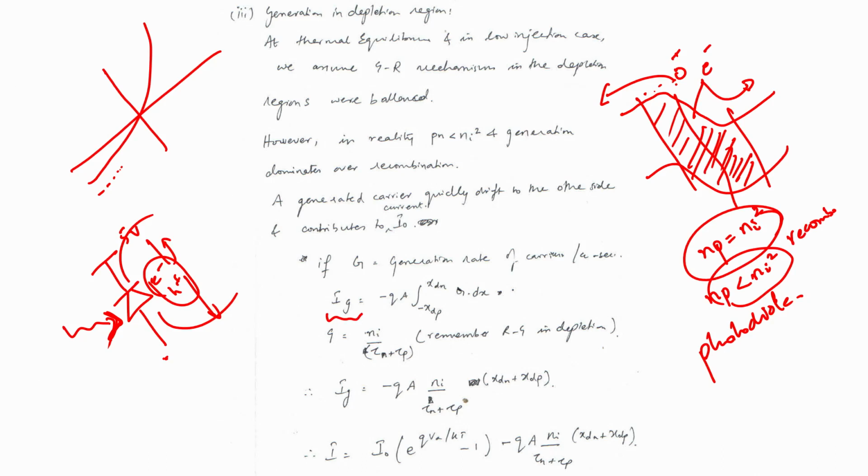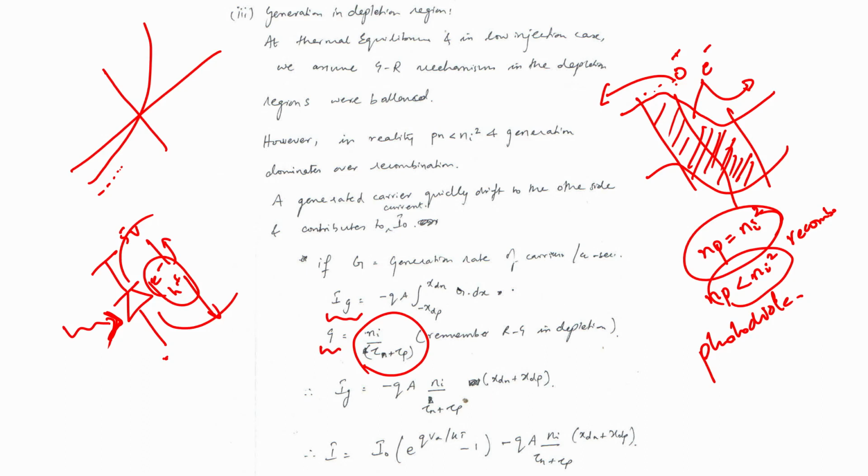And in a heavily depleted region, we already know what the generation rate is. If you go back to the topic on recombination and generation, you will find that we looked at one special case, which is recombination and generation mechanisms in a heavily depleted region, and we find that the generation rate is given by this particular term.